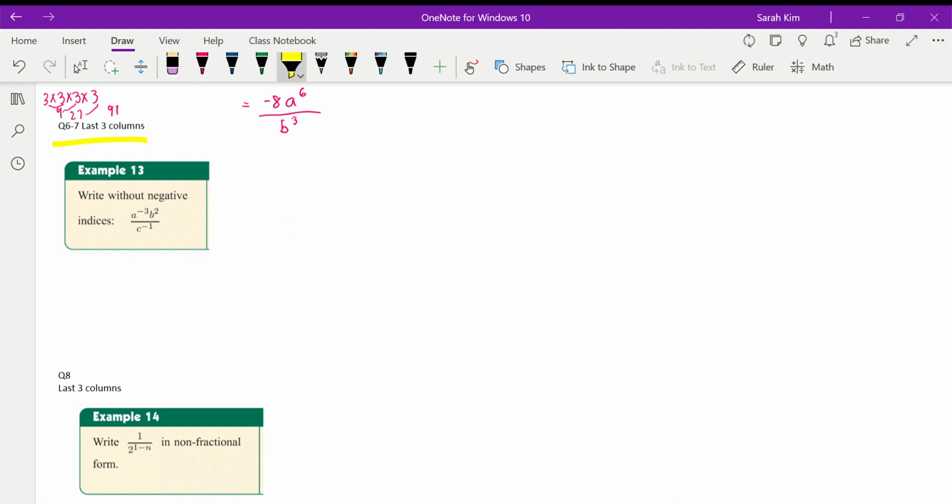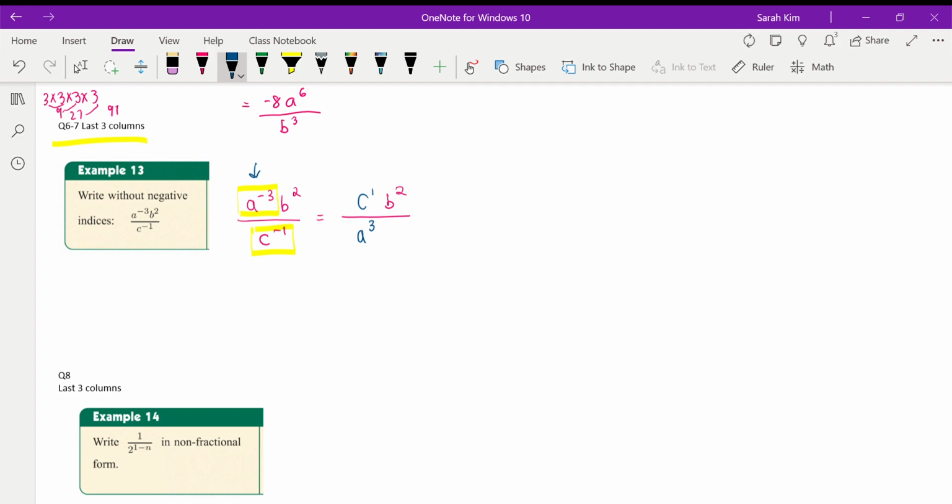So now example 13, write without negative indices. Now for this one, as I said, all you have to do if you want to get rid of the negative index is just flip it across the fraction line. So as you can notice, this one has to be flipped across the fraction line and this one has to be flipped across the fraction line. b squared can stay where it is. So I'm going to move this one first. Basically, all I have to do is move it to the bottom because at the moment it's at the top. So I just got to move it to the bottom and then the power just turns into a positive automatically. So with c to the power of -1, I just got to move it to the top of the fraction bar and then that automatically just gets rid of the minus.